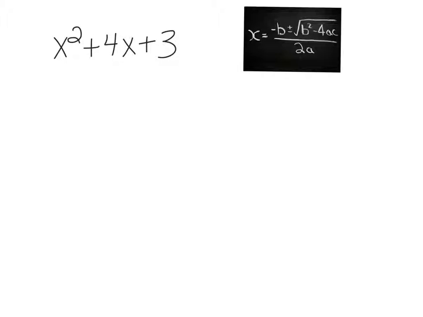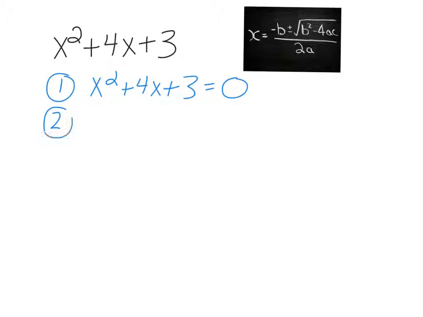To solve this equation using the quadratic formula, our first step is to write the equation in the general form. So it'll be x squared plus 4x plus 3 equal to 0. Now before we substitute the values of a, b, and c into the formula, let's figure out what the values of a, b, and c are. A is equal to 1, b is equal to 4, and c is equal to 3. Now we plug those into the quadratic equation, which you can see right up here in the corner.